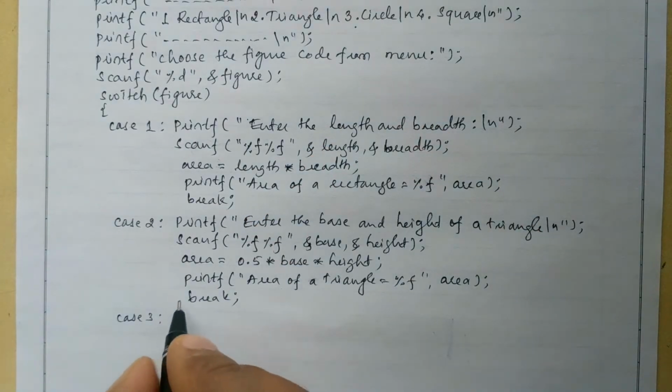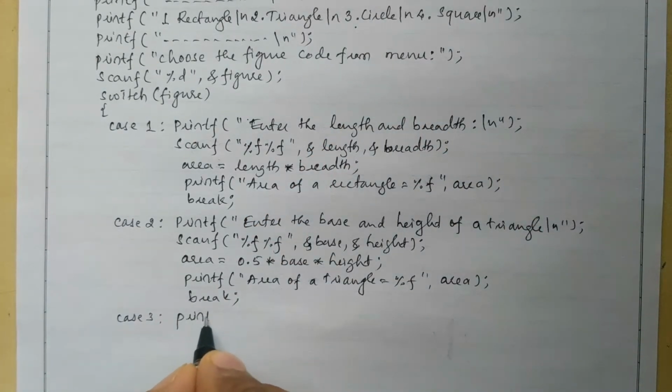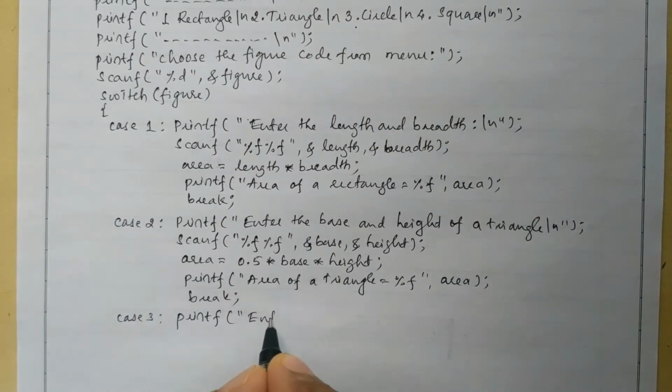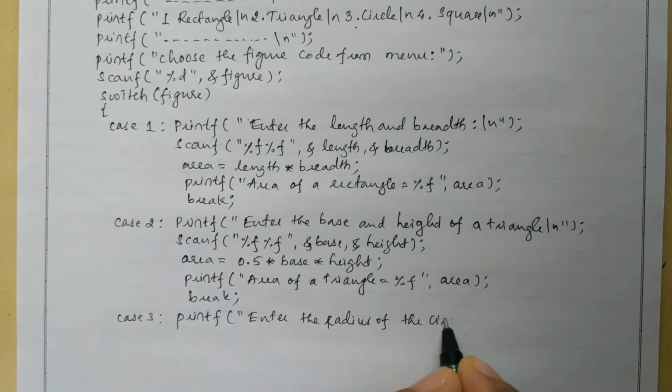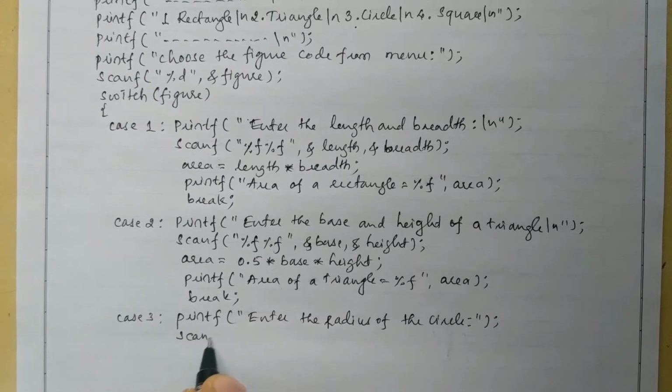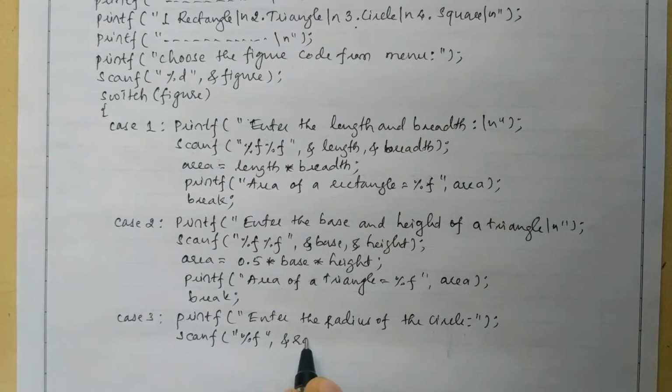So in case 3 we are going to ask the user to enter the radius of the circle using a printf statement. Here in a double quotation mark I am going to write "Enter the radius of the circle". End the double quotation mark and put a semicolon, and we are going to get the response from the user through the keyboard using a scanf statement. And here in a double quotation mark I am going to write %f, end the double quotation mark, put a comma, &radius, and then put a semicolon.